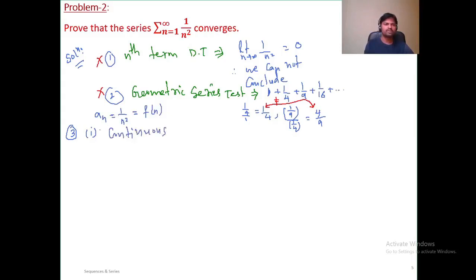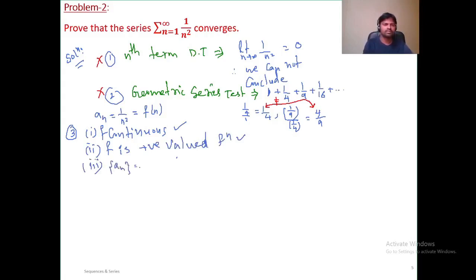f is continuous, satisfied. Second one, f should be a positive function. Continuous of positive value, right? Yes, f is positive valued function. So the second condition is also satisfied. Now what is the third condition? Third condition, f should be decreasing. So the sequence an I need to write, right?